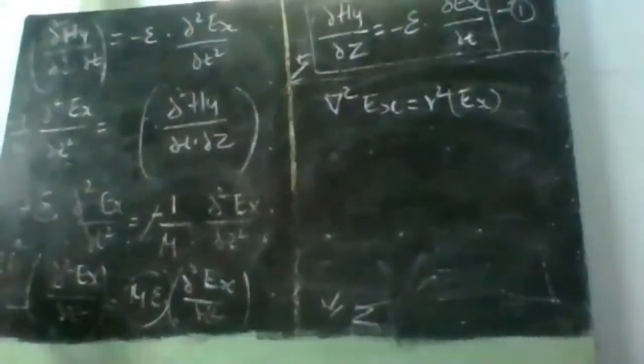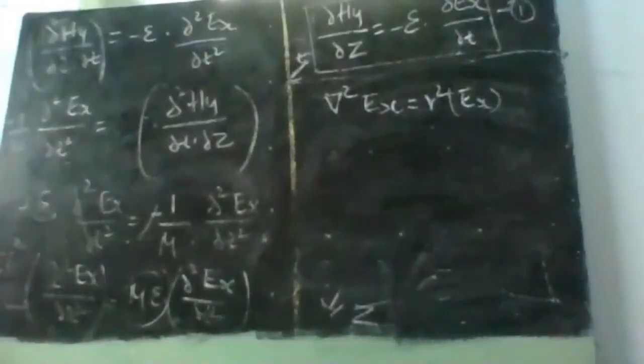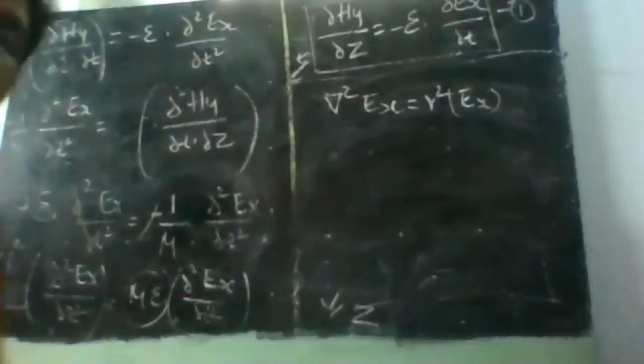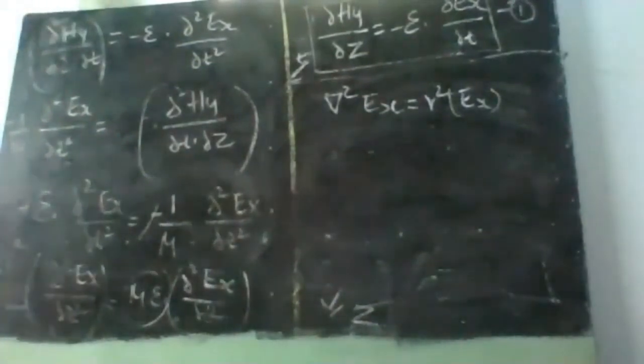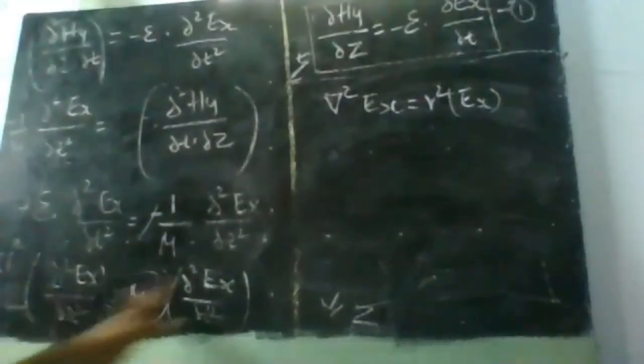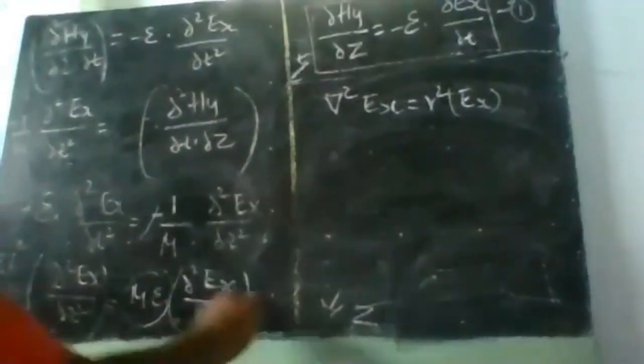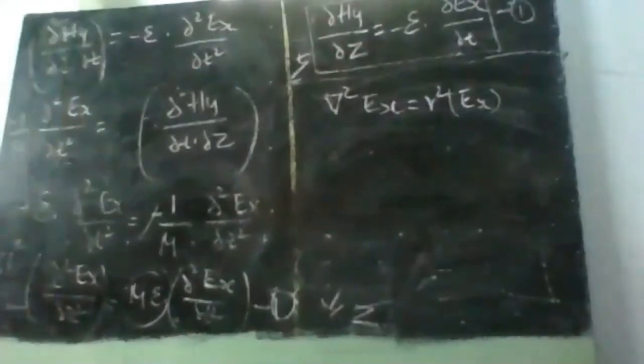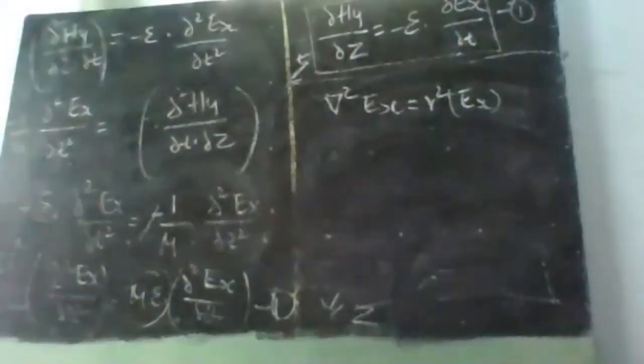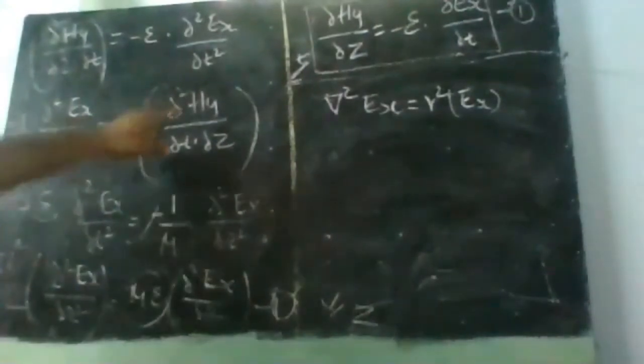So this is also a second order differential equation, and a second order differential equation has two roots. Solving this, we will get a wave nature. So this is the equation of uniform plane wave. This equation represents the equation of uniform plane wave for electric field. Similarly, we can solve it for magnetic field also.